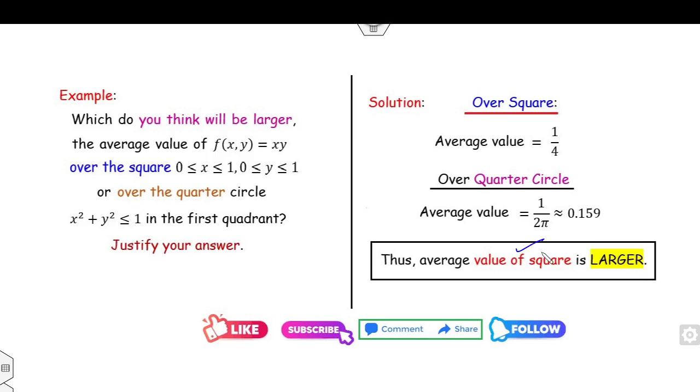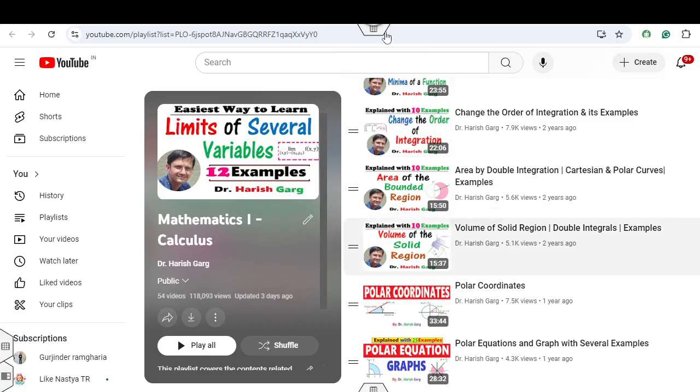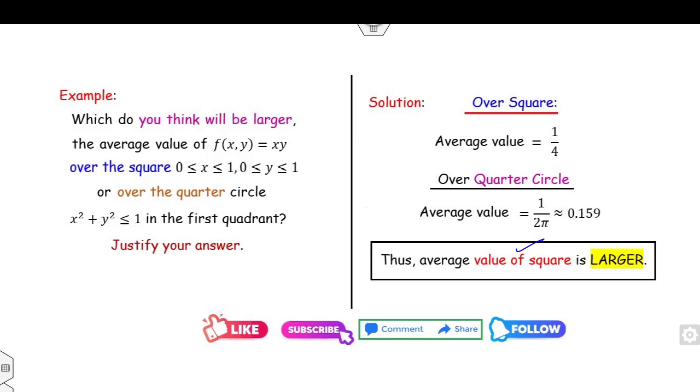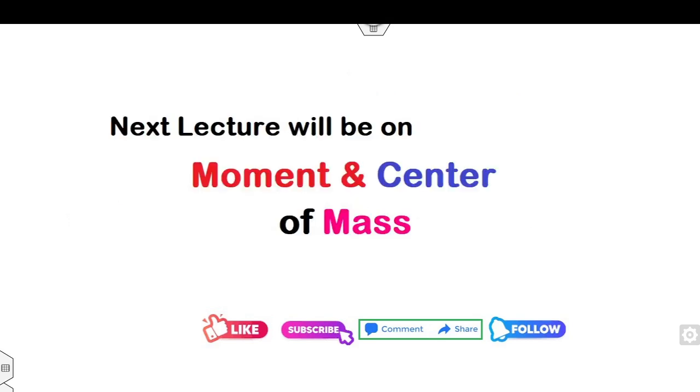So you can see that it's a very simple way you can find the average value, provided you have watched my area and volume lecture deeply. We will see the next lecture on the moments and the center of mass very soon.